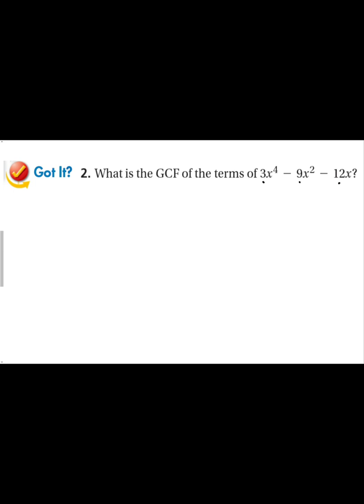Biggest number that goes into all 3 of those. Well, 3 is prime. Does 3 go into all of them? Yep. So my GCF is going to be 3. The smallest degree is the x right there. So the GCF of this expression is going to be 3x.